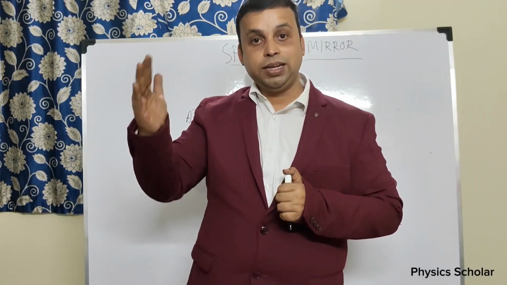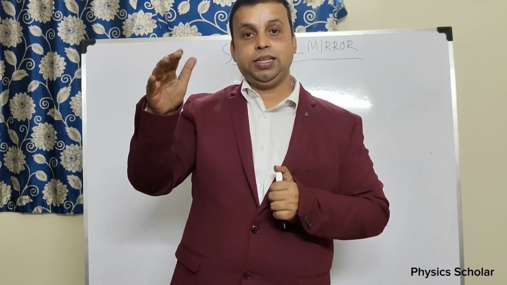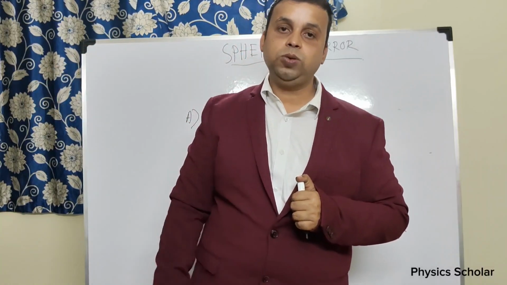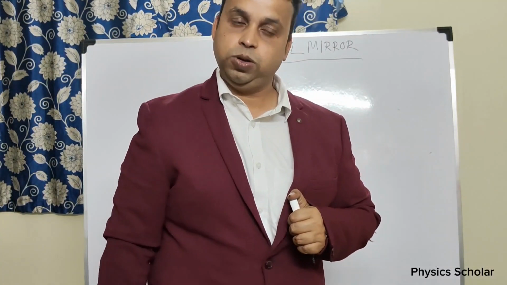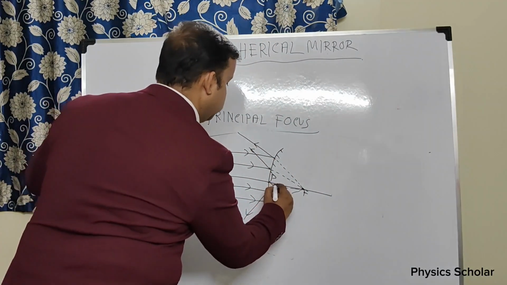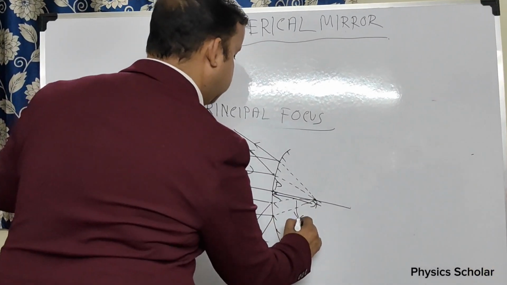In case of the concave mirror, the rays will actually meet on the principal axis, and in case of the convex mirror, they appear to meet on the principal axis. No rays actually meet there. So this is known as the principal focus, and the distance between the principal focus and the pole of the mirror is known as the focal length.